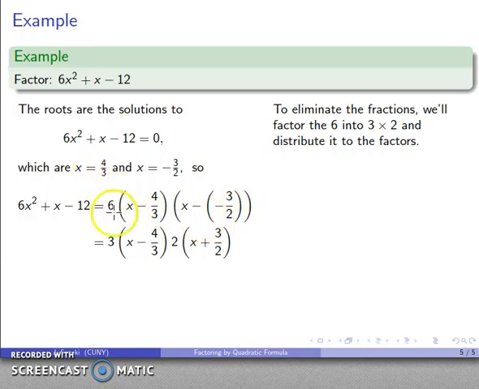So here 6 is 3 times 2, and the associative and commutative property of multiplication say I can put the 2 over here. Associativity says I can multiply these out, I can multiply these out, and that gets me 3x minus 4 times 2x plus 3.